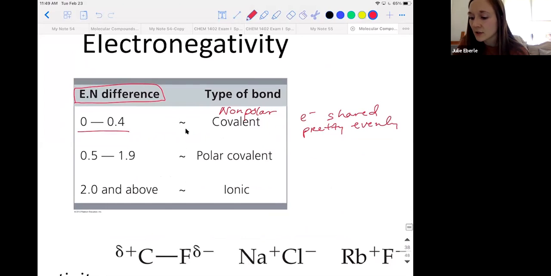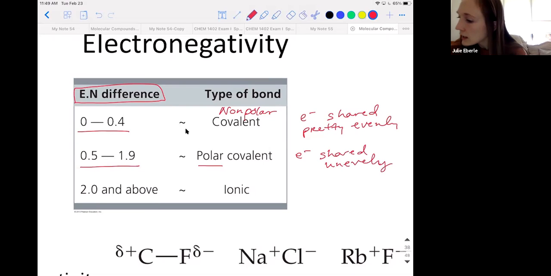All right, if the electronegativity difference falls between 0.5 to 1.9, that is going to be a polar bond. Okay, this is where the electrons are shared unevenly. And now, I didn't spell that right.